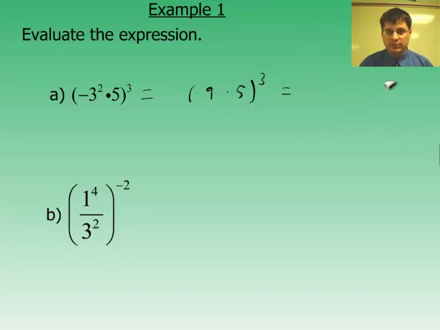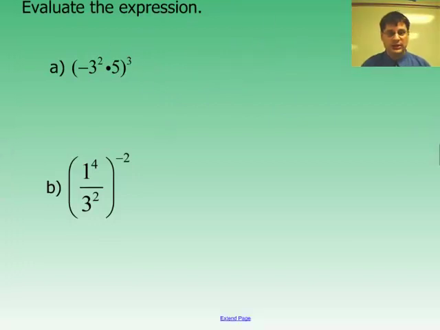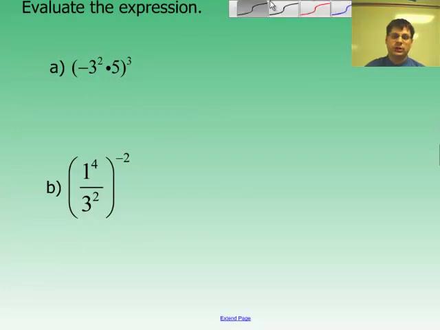Or I could have simply said, what's 9 times 5? It's 45, and then 45 cubed is going to give me 91,125. So there are different ways we can do that, just to show. The next one, again, we can take different approaches. As long as we're using the properties, we'll be good.